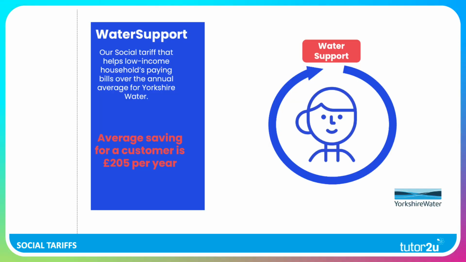Likewise, Yorkshire Water: our social tariff helps low-income households paying bills over the annual average for Yorkshire Water, and customers who have this social tariff can save about £4 a week off their water bill.